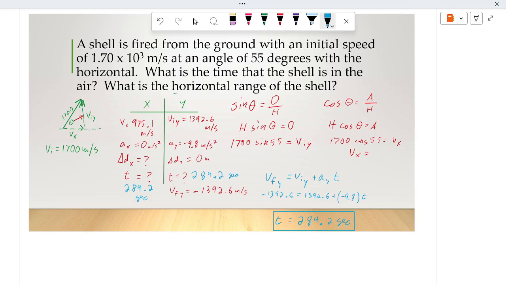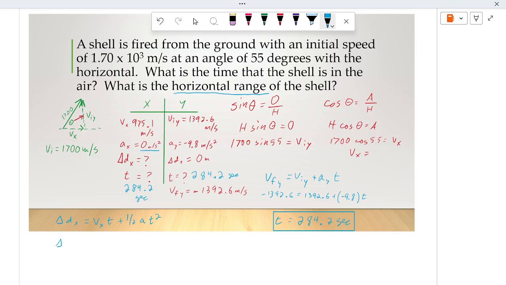Now I just need to know what the horizontal range is. Remember, the horizontal range is how far it travels in the x dimension. And so what I'll do is I will choose my delta D equals VIT plus 1/2 AT squared. Now, when I put in my acceleration in the x dimension, remember it is 0. And so when I put that in, that's going to zero out this entire term because all of these are multiplied by each other.